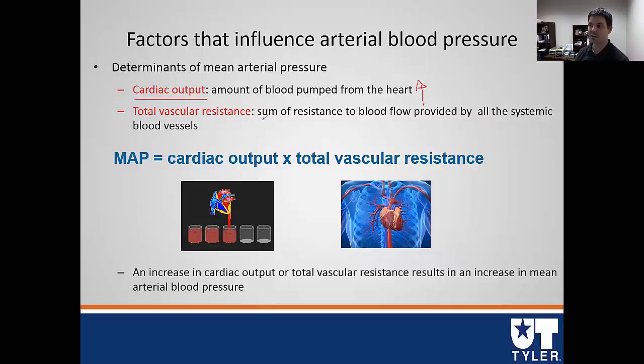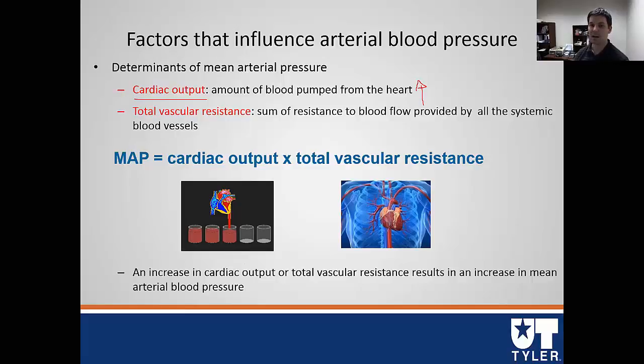We talked about this very briefly yesterday, but this is the sum of the resistance of all of the systemic blood vessels. So if we think about that, then our mean arterial pressure is equal to our cardiac output times our total peripheral vascular resistance. And an increase in cardiac output or vascular resistance is going to increase mean arterial blood pressure. So we'll focus on that in the next video.